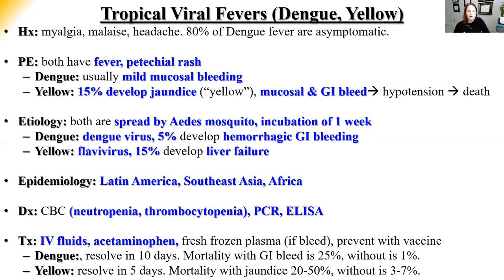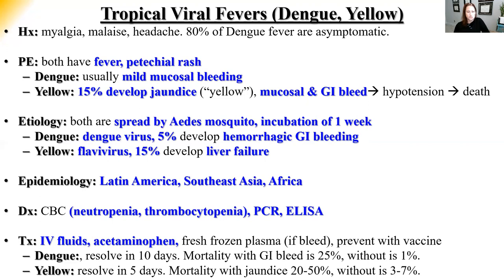On CBC, both of these can cause a neutropenia and a thrombocytopenia. Both of them can be diagnosed with a PCR or an ELISA, but in third world countries, they may not have that. Treatment for this is typically symptomatic: IV fluids and acetaminophen if they have a mild case. If they have active mucosal bleeding, you can treat that with fresh frozen plasma, but you want to prevent this with the vaccines that are available to people in those endemic areas.